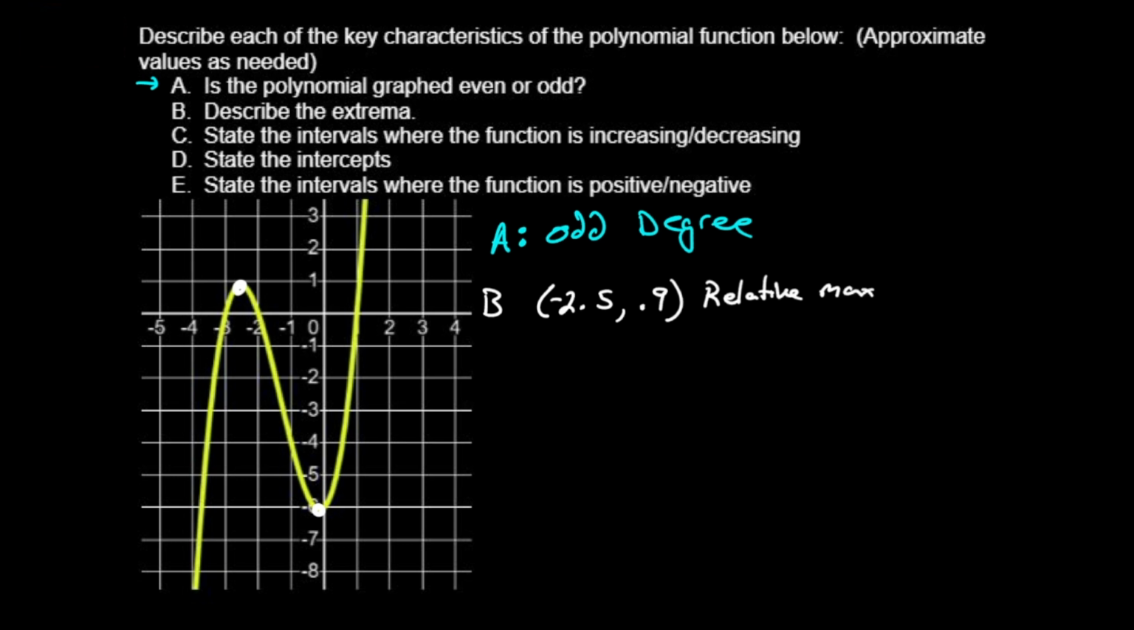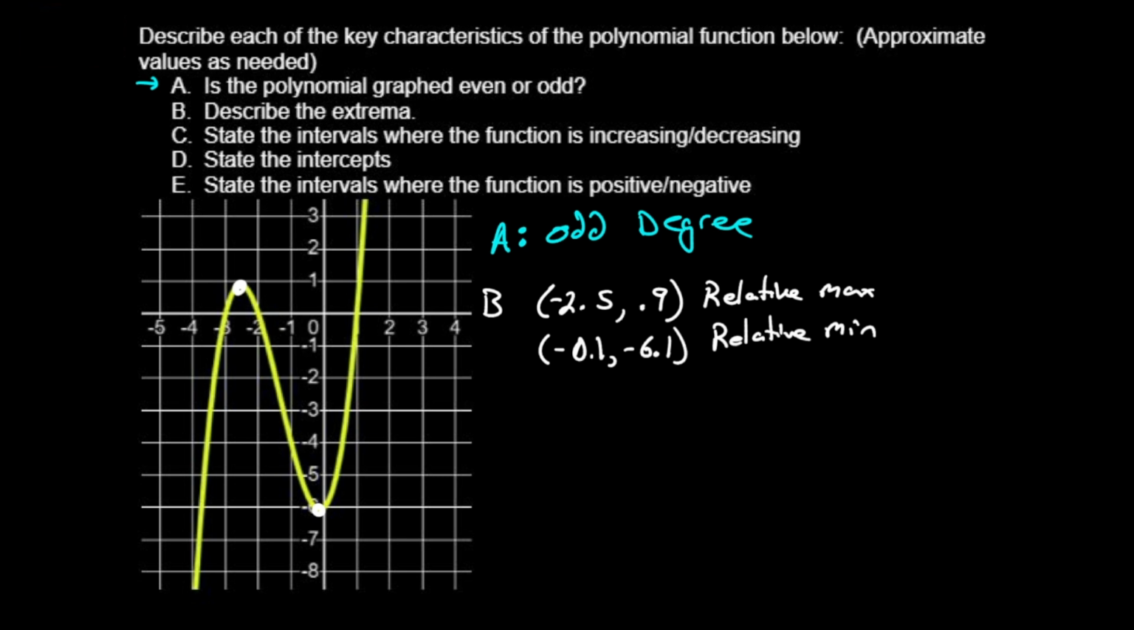The other point is just off the y-axis. It's really hard to tell on this particular graph because it's a little blurry, but it is just off to the left of the y-axis. So I might say negative 0.1, comma, I think it's just below negative 6 as well. So I'm going to say negative 6.1. We do have to approximate some of these values as we go. And this is also a relative one because it's a low point, but not the lowest point. So it's a relative min.